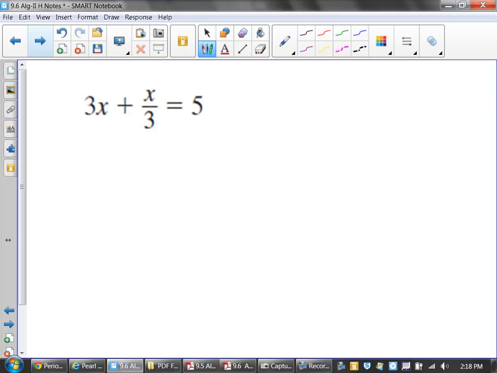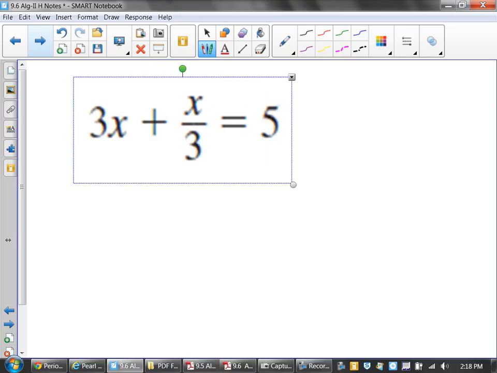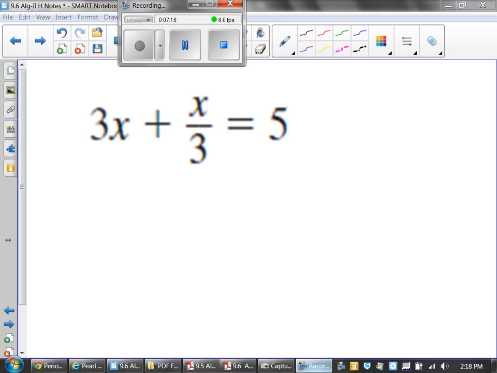Do this one on your own. What are you going to multiply everything by? 3. Remember, this is over 1. Multiply everything by 3, guys.